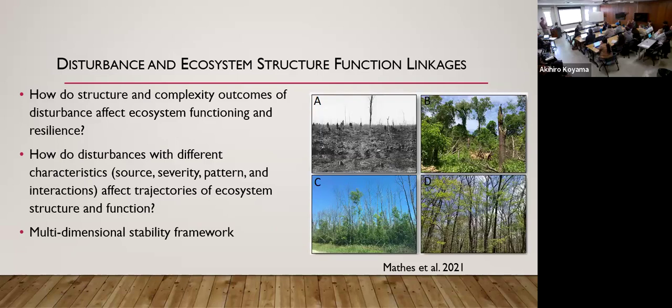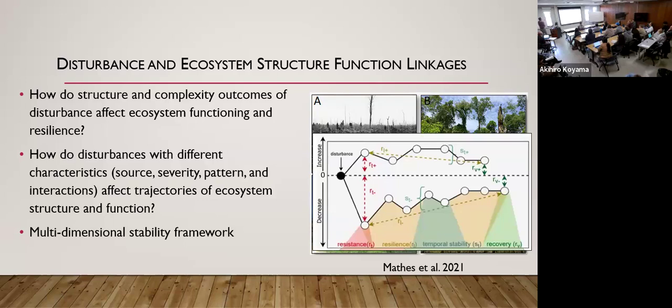We're also interested in linking these structural outcomes to how a forest responds to a disturbance. So how do they affect functioning and resilience to the disturbance, and how different disturbance characteristics might influence that. We use a multi-dimensional stability framework that Kayla Mathis, who worked with us, designed. It's based on some work from community ecology, but we're applying it to ecosystems here. Basically, resistance of a system to a disturbance is how much it changes initially, resilience is how it changes over time, and recovery is where it ends up. And we use these metrics of stability to assess the outcomes of disturbance for something like net primary productivity.